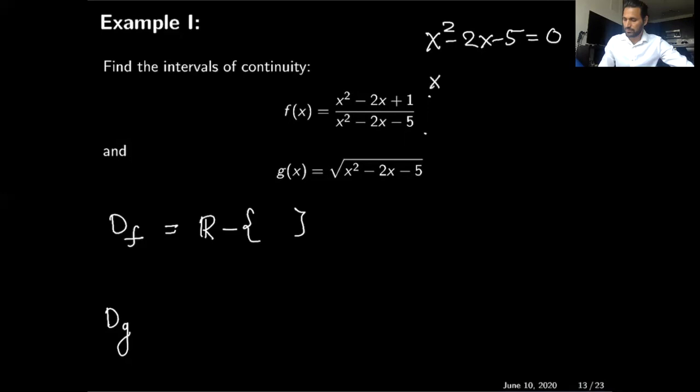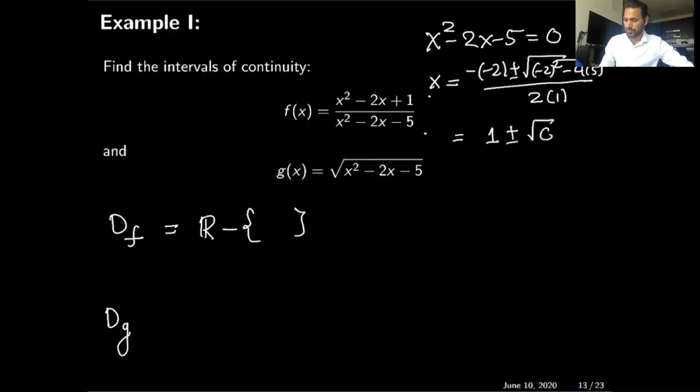To calculate the roots of this polynomial, I will use the quadratic formula, which is minus b plus or minus the square root of b squared minus 4ac, divided by 2a. After simplification, you will get 1 plus or minus the square root of 6. It means 1 plus square root of 6 and 1 minus square root of 6.